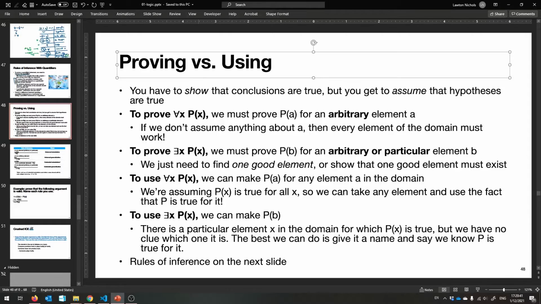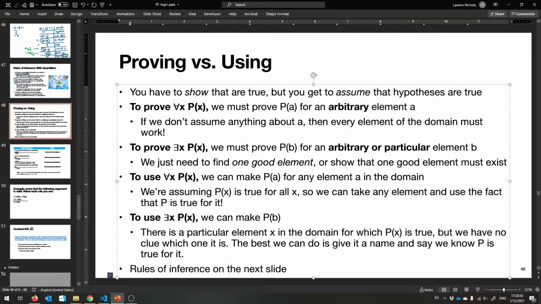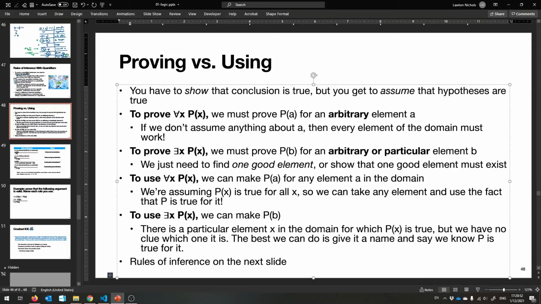So when you're proving something, you have to show that your conclusion is true. Maybe you have multiple and they're ands, but let's just work with one. You have to show that the conclusion is true, but you get to assume that the hypotheses are true. That's the game we've been playing. Okay, we're in the truth table column where all the hypotheses are true. We now have to show that the conclusion is true. That is our job when we're proving something.